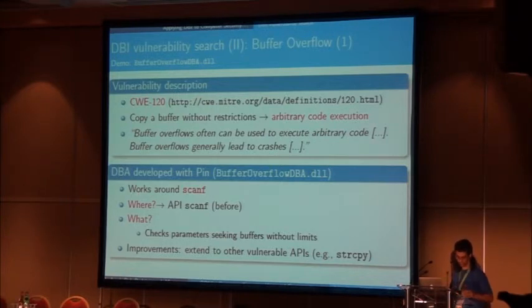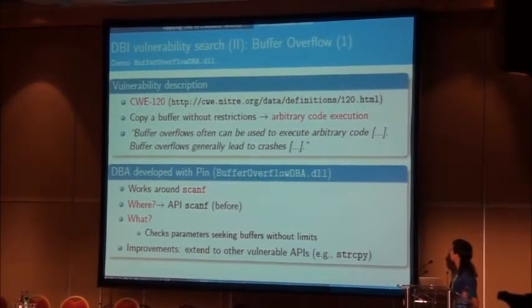In this case, my tool works around the scanf functions, the typical function in C for parsing the input of the user. And I have defined that before calling this function, I'm going to check the parameters, looking for buffers that are not being limited somehow. Of course, this tool could be extended to other vulnerable functions, such as string copy and these things. Okay, let me show you.